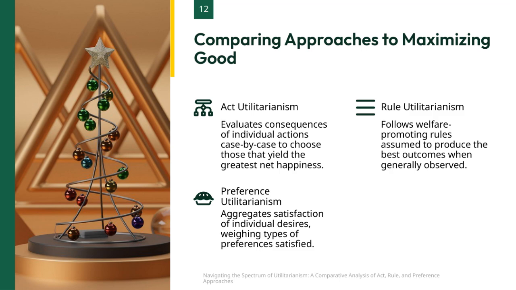The icons here help visualize these distinctions. The chart for ACT utilitarianism reflects detailed analysis of individual cases. Bars for rule utilitarianism suggest stable guidelines, and the pie for preference utilitarianism represents the piecing together of diverse preferences. Together, these approaches offer different lenses through which we can understand and maximize well-being.